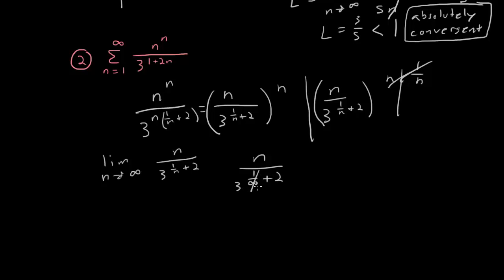So you're going to have 3 squared. So it's going to be n over 9. And then plug infinity in for this n up here, because it's still the limit as n approaches infinity. It's going to be infinity over 9, which is just going to be infinity in the end. So L equals infinity, and infinity is obviously greater than 1. So this series is going to diverge.